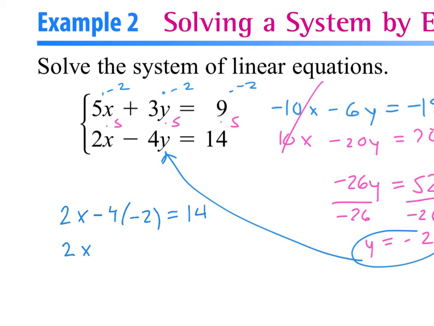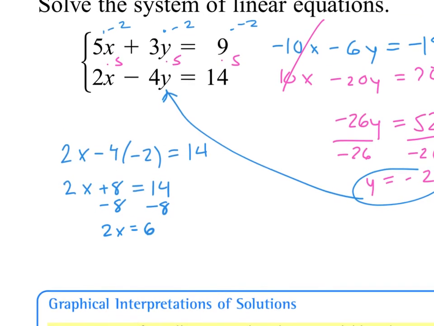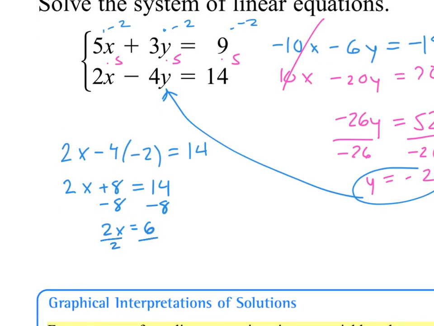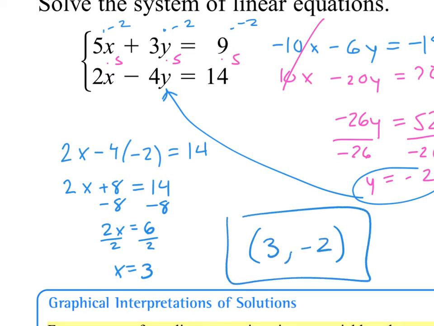What's negative 4 times negative 2? Positive 8. What's next? Subtract 8. So 2x is equal to 6. X is equal to 3. So how do we write our answer? What comes first? 3, comma, negative 2. Awesome.